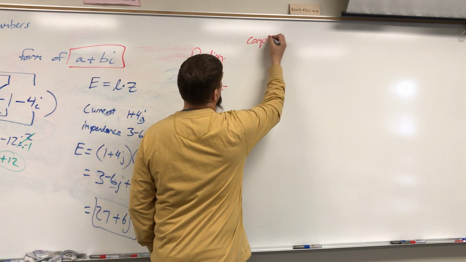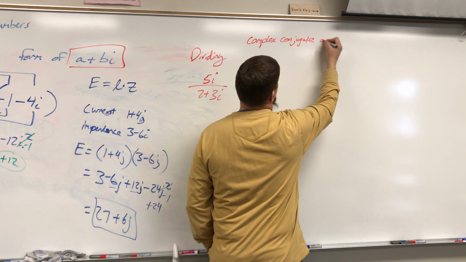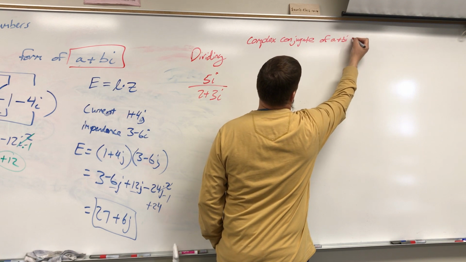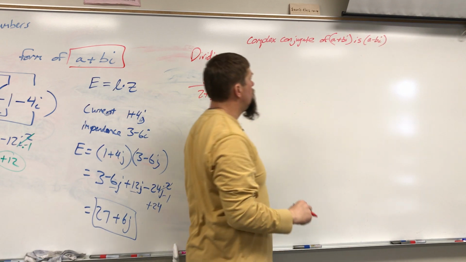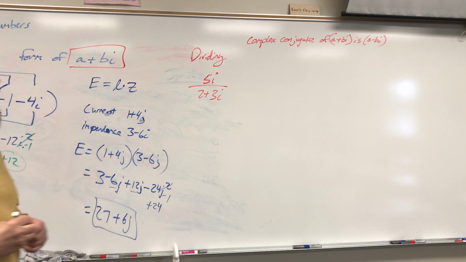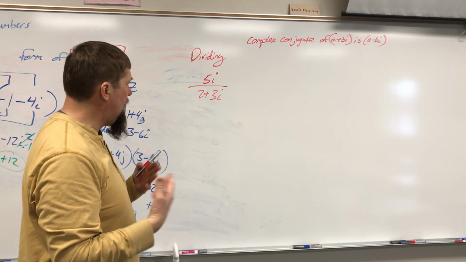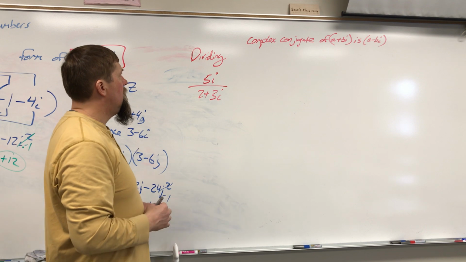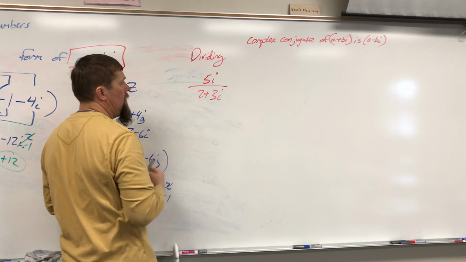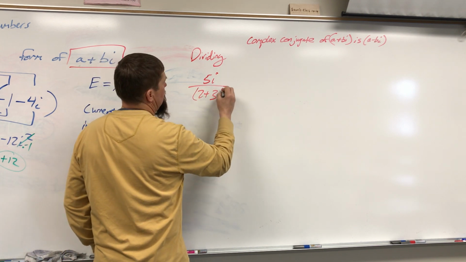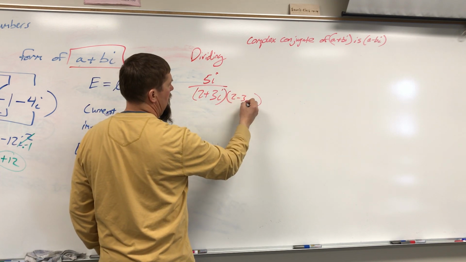So the complex conjugate of a plus bi is a minus bi. Okay? Now, the reason that those are conjugates is because when you multiply them, the i's will cancel, and I'm going to show you that. So basically, to simplify this, to get rid of the i from the denominator, we need to multiply the denominator by the conjugate, which is 2 minus 3i.